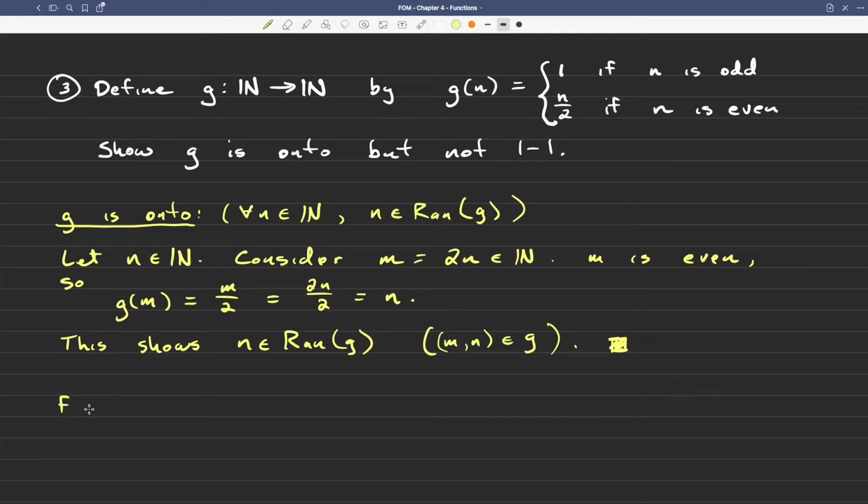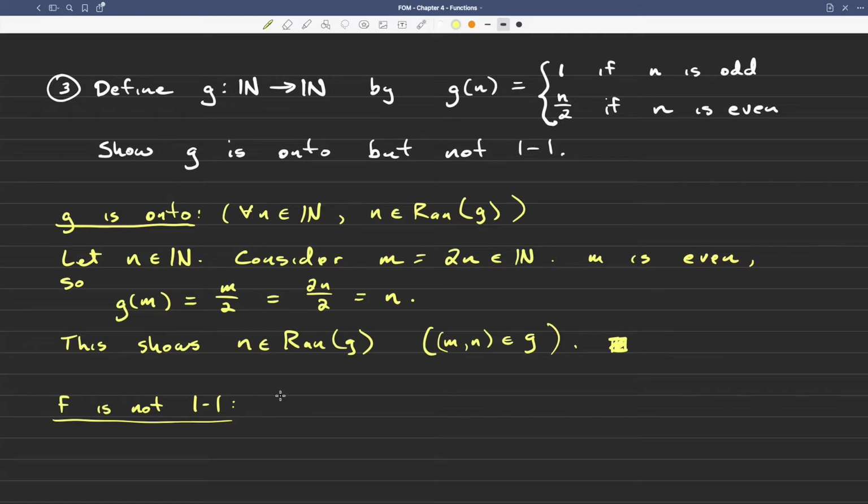And now we want to show g is not 1-to-1. Well, 1-to-1 means for every two elements of the domain, if the function values are equal, then the input values must have been equal to start with. So if you want to show not 1-to-1, you've got to show there exist two elements of the domain where the function values are equal, but the input values were not equal. So can we come up with two different inputs that result in the same output? That's basically the question.